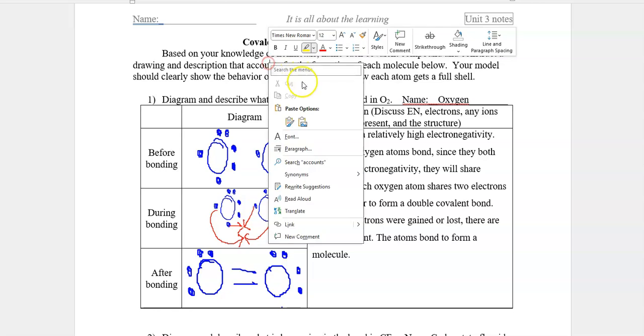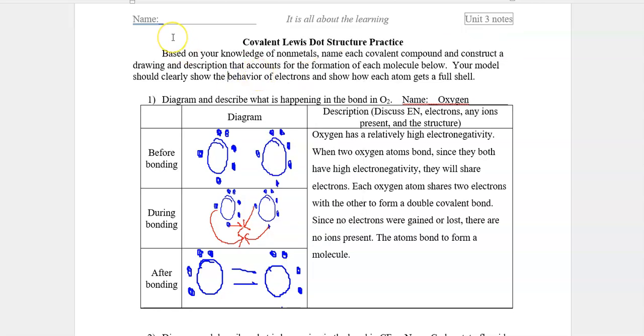Alright, let's keep going. Covalent Lewis dot structure practice. This is kind of like we did for ionic, but now we're looking at covalent. Based on your knowledge of nonmetals, name each covalent compound and construct a drawing and description that accounts for the formation of each molecule below. Your model should clearly show the behavior of electrons and show how each atom gets a full shell.